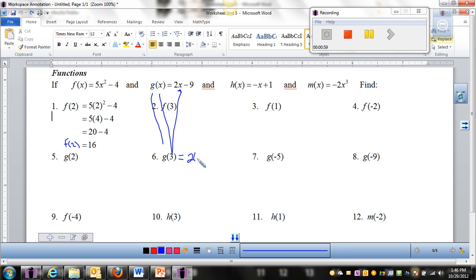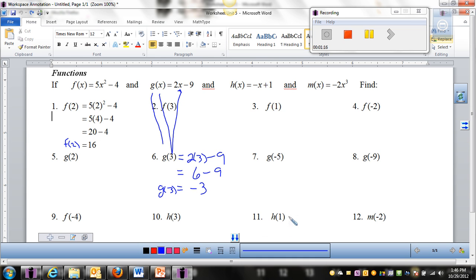So 2 times 3 minus 9. And see how you don't even really have to write it out. You can almost do that in your head. What's 2 times 3? Yup, minus 9. 6 minus 9 is negative 3. So we're going to write our final answer, G of 3 equals negative 3. So see how we're just working the right-hand side, and the left-hand side just stays the label.